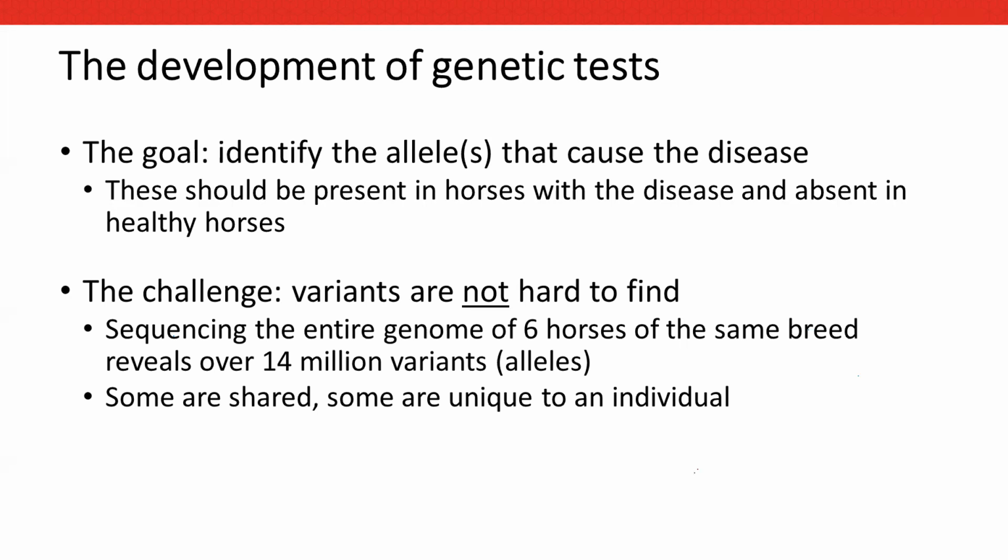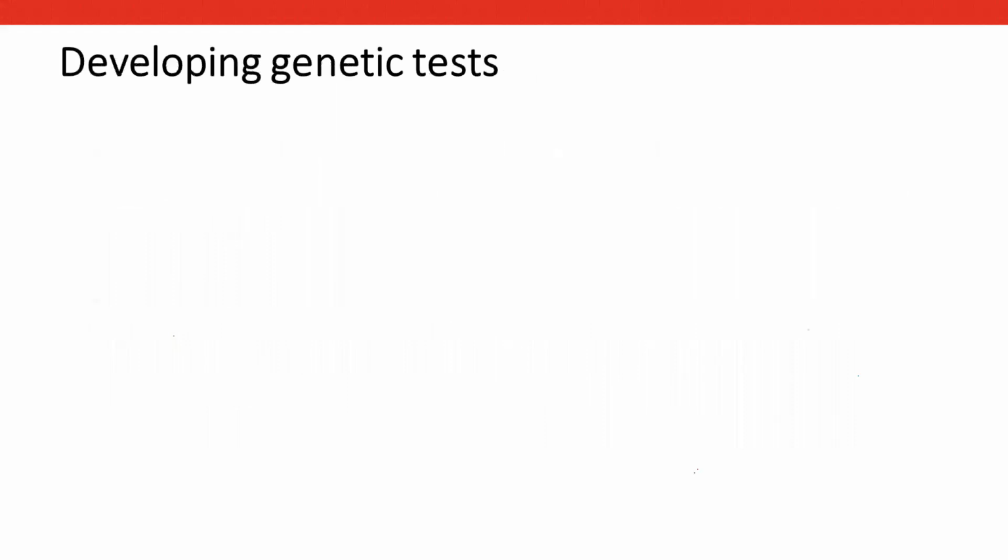So the challenge is variants in DNA are not hard to find. I recently sequenced the entire genome of 6 horses of the same breed, and I found over 14 million variants among those horses. So if I was looking for variation, I found it. There's 14 million of them that I could study. Some of them are shared between horses, and some of them are unique to individuals. So this is what I'm looking for. I'm looking at DNA sequences, and I'm looking for regions that are different. So those are easy to find.